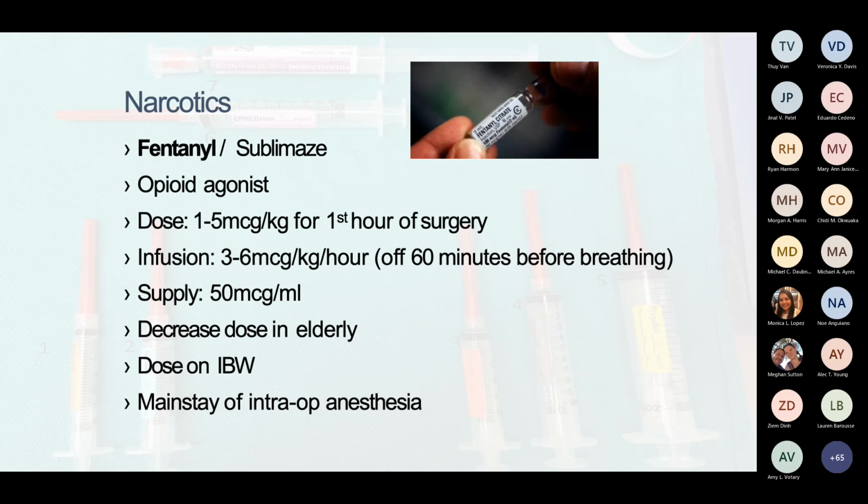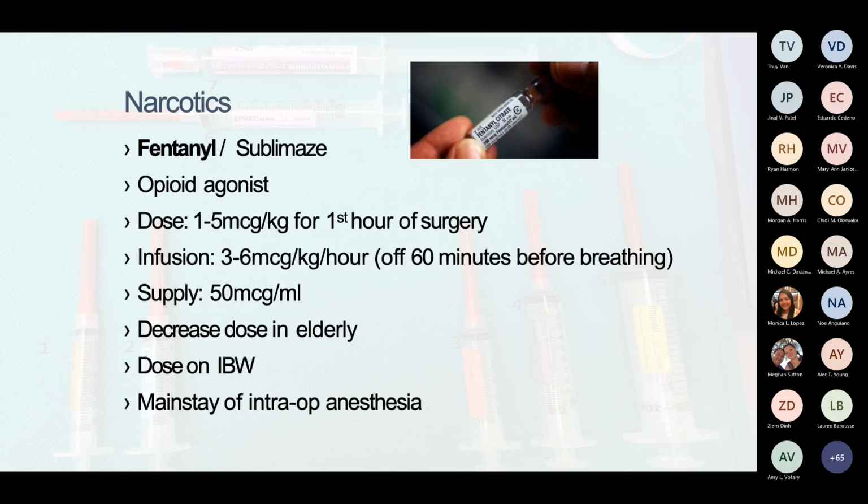Fentanyl is a synthetic agonist. Your dosage for this is generally going to be 1 to 2 mics per kilogram early on in the case. There are some places where they do fentanyl infusions. Generally, if you do, it's in combination with Versed or a benzodiazepine. It will cause respiratory depression.